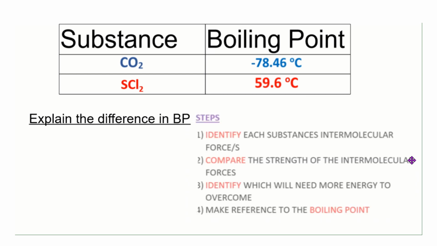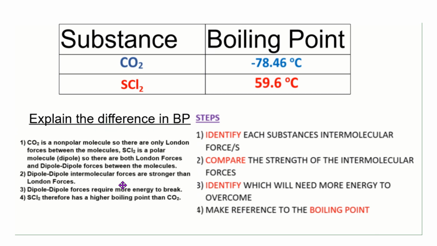Now, I would like to suggest that you use the following steps when answering the question. So first of all, you must identify each substance's intermolecular forces. In other words, I must identify the intermolecular forces with CO2 and the intermolecular forces with SCl2. Then number two, you compare the strength of the intermolecular forces. Then you identify which will need more energy to overcome. In other words, the stronger one will need more energy. And then you make reference to the boiling point. So let's do that with this example.